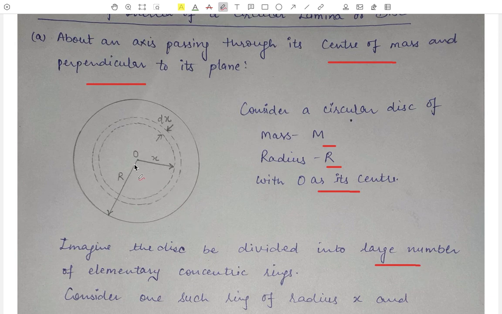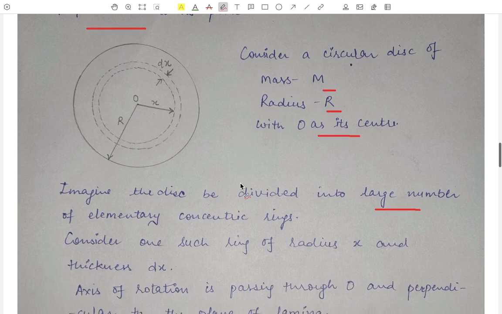Here, that common center is the center of the ring of the disc, that is O. Now, let us consider one such ring of radius x and of thickness dx. Therefore, we will find out the moment of inertia of this thin ring about the axis, and then with the help of this small moment of inertia, we will find out the moment of inertia of the whole disk by integrating it.